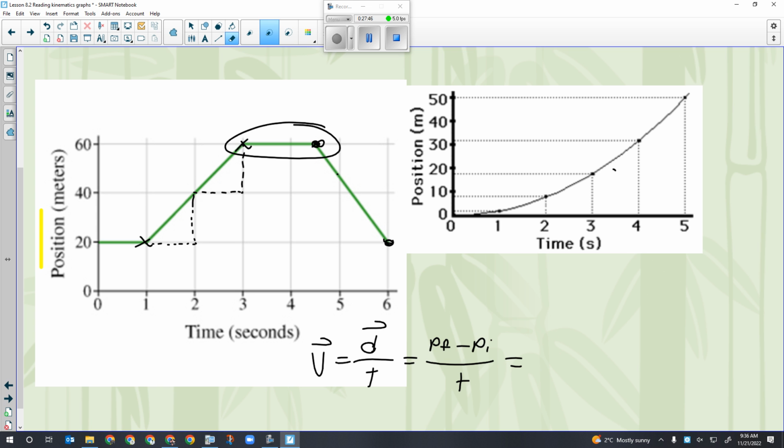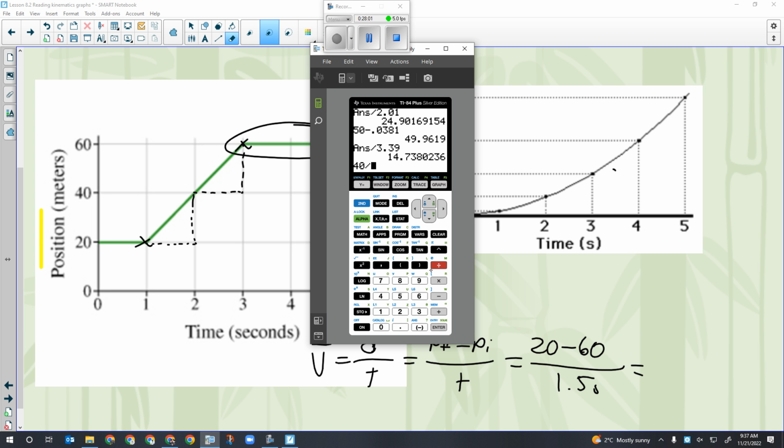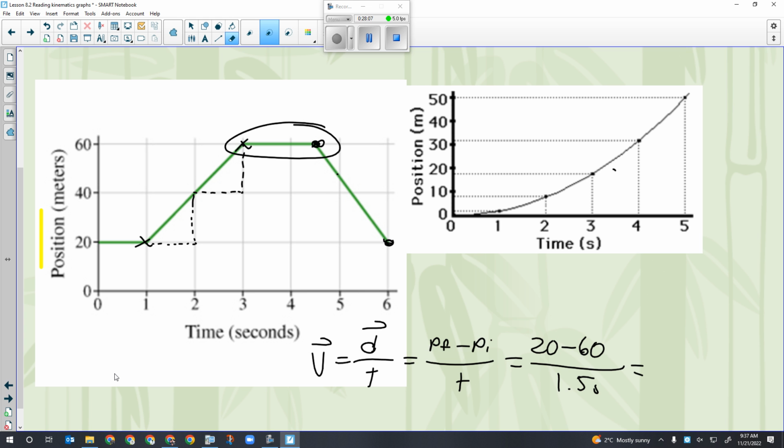Okay, so my final position is 20. My initial position is 60. And that takes 1.5 seconds. So 26.7, but it'd be negative. Negative 26.7 meters per second. Okay, am I just using stuff from our formula sheet?